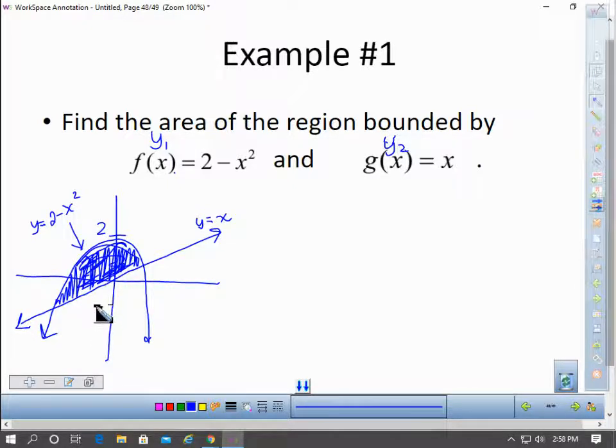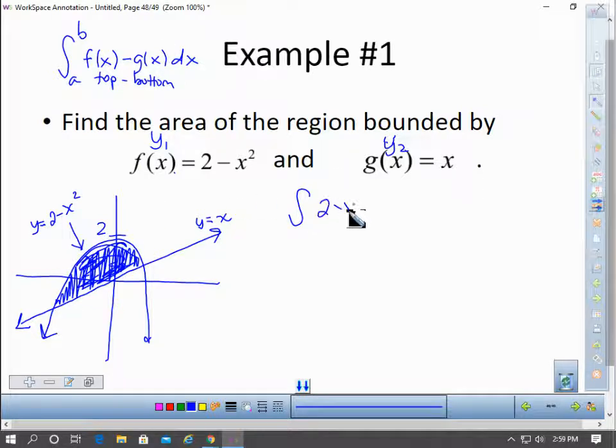Okay, so I'm going to do the integral. I'm going to do top curve minus bottom curve. Remember, the area from A to B, it's f of x minus g of x, which is the top curve minus the bottom curve. That's what we're going to do. So our top curve is the 2 minus x squared, and then you're going to subtract the bottom curve, which is the x, and then put our bookend dx.